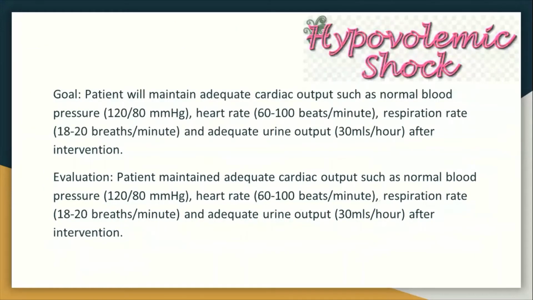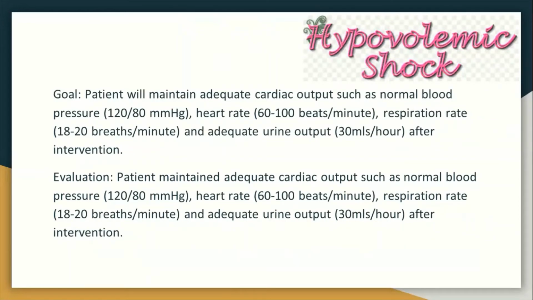The goal for this nursing diagnosis is that the patient will maintain adequate cardiac output, such as normal blood pressure, 120/80 mmHg, heart rate, 60 to 100 beats per minute, respiration rate, 18 to 20 breaths per minute, and adequate urine output, 30 mL per hour after intervention.